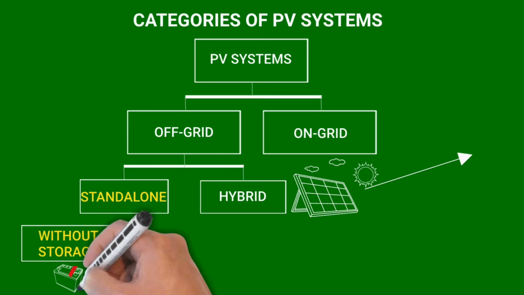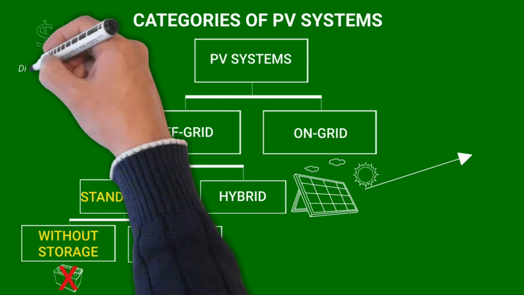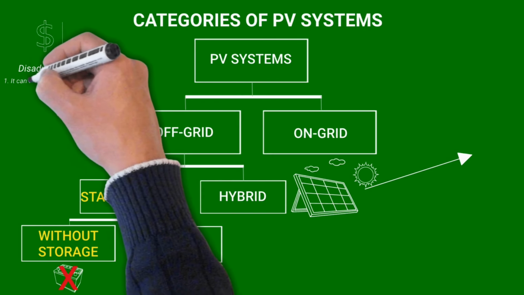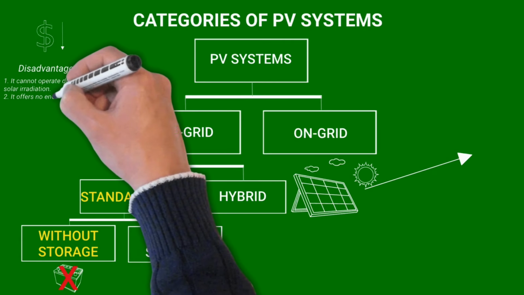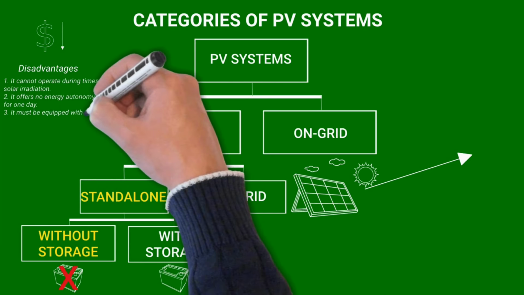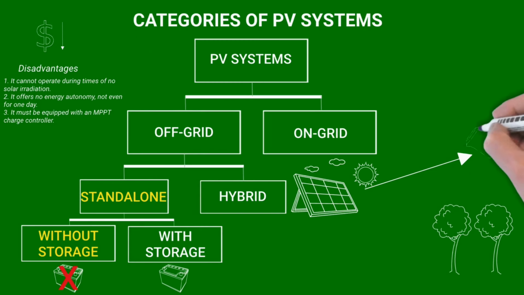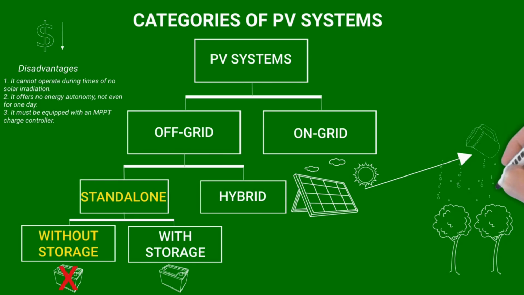When a photovoltaic system is without energy storage, it has a low cost, but it comes with three major disadvantages. It cannot operate during times of no solar irradiation. It offers no real energy autonomy, not even for a single day. And third, it must be equipped with an MPPT charge controller. These systems can be used for pumping water for crop irrigation, especially for crops that do not require the system to operate on a strict or regular schedule.